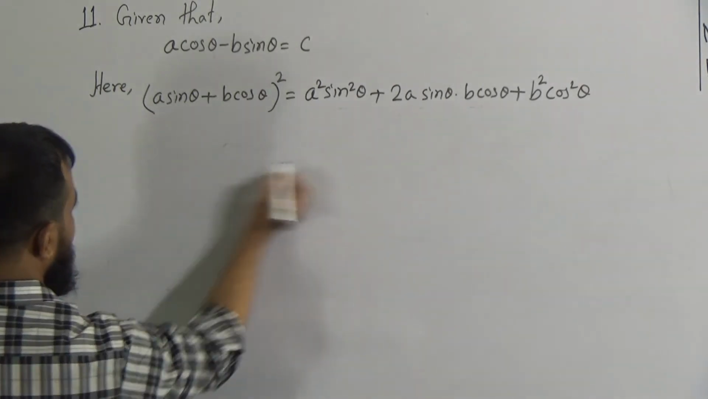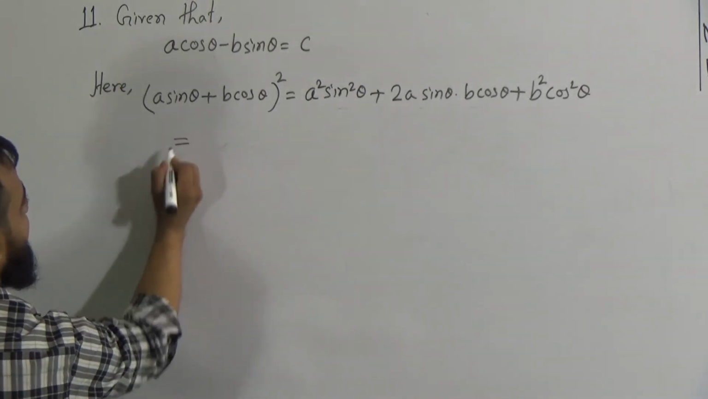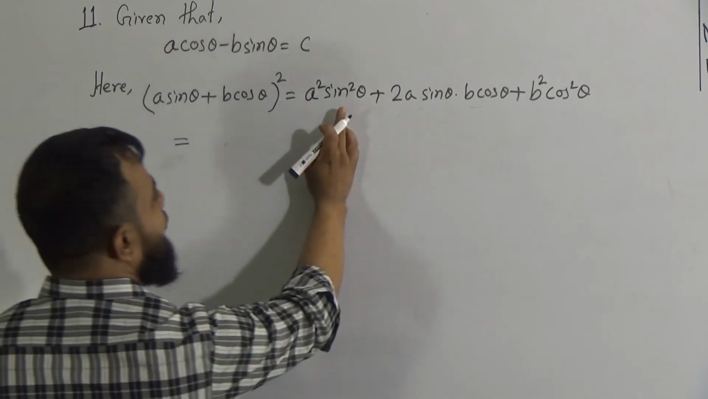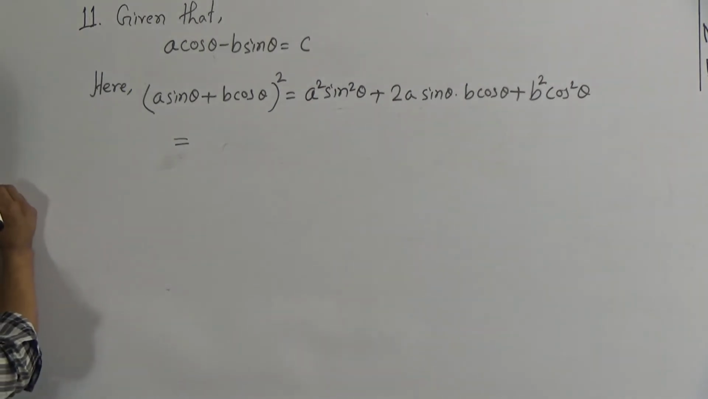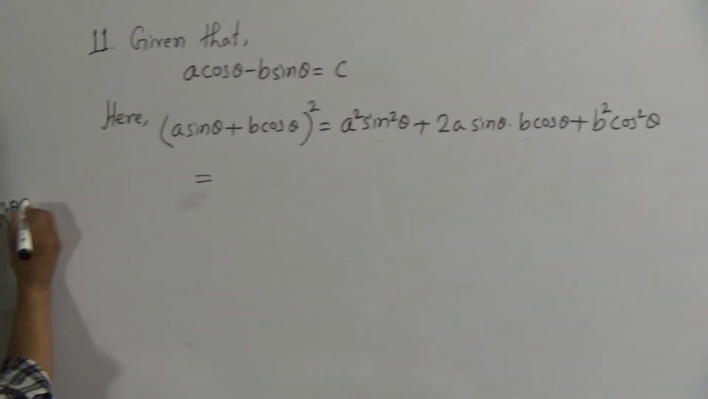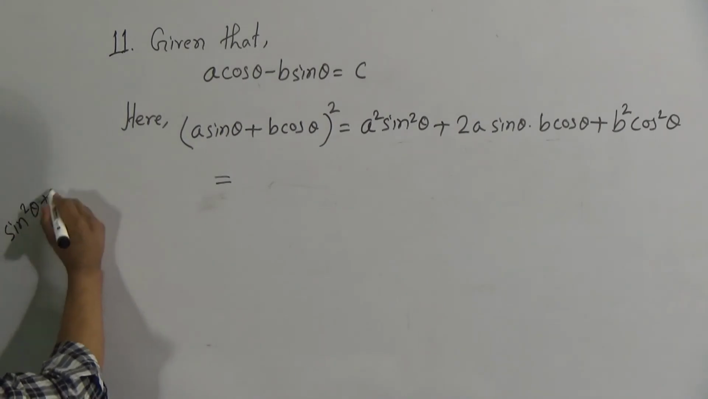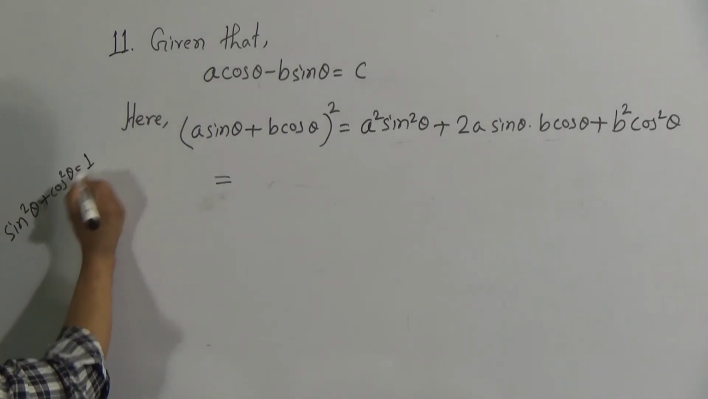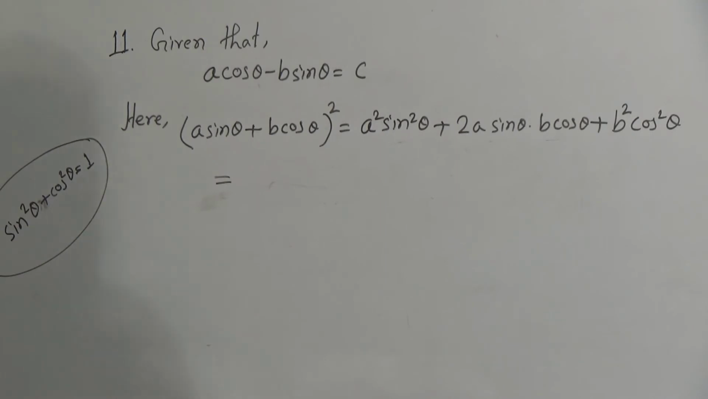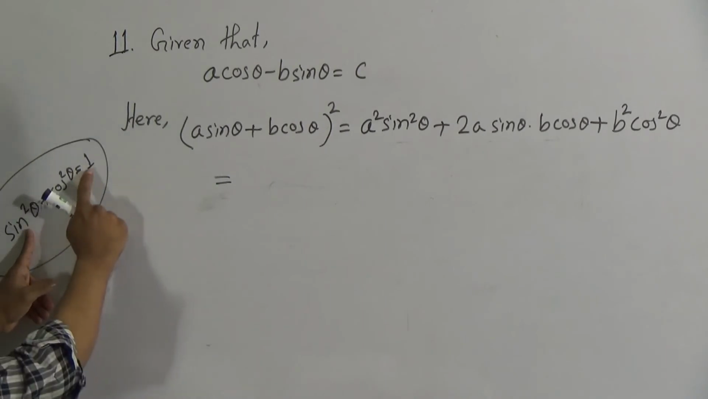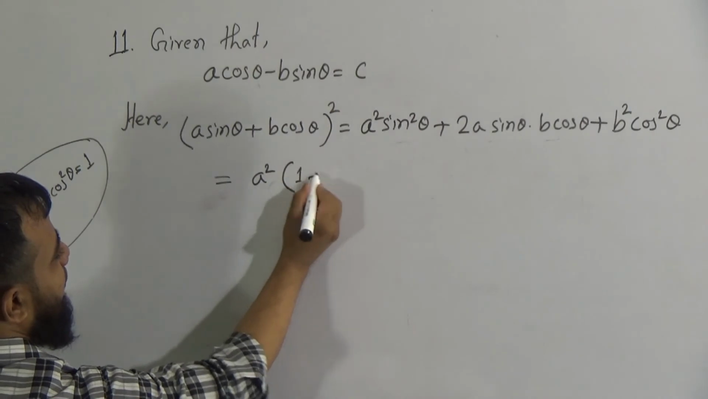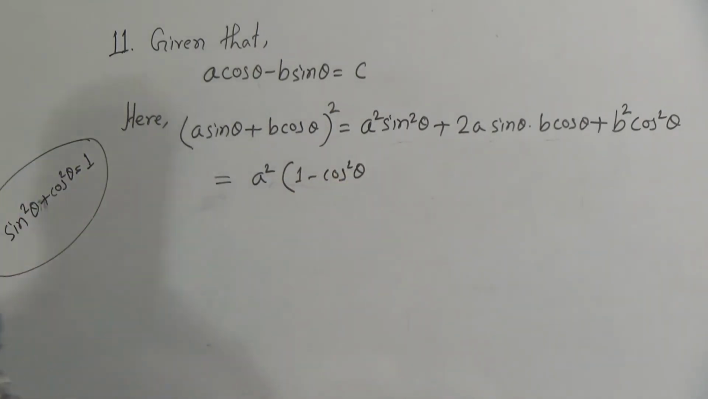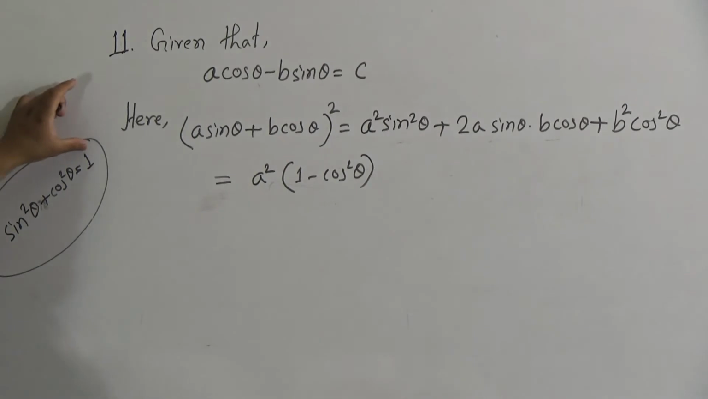Okay, that's equal to what? My dear students, look very carefully. We can write the formula of sin square theta and the value of cos square theta. We know the formula: sin square theta plus cos square theta equal to 1. From this formula we can write the value of sin square theta. So sin square theta equal to what? Sin square theta will be 1 minus cos square theta. So write it down, a square into (1 minus cos square theta). The value of sin square theta equals 1 minus cos square theta.